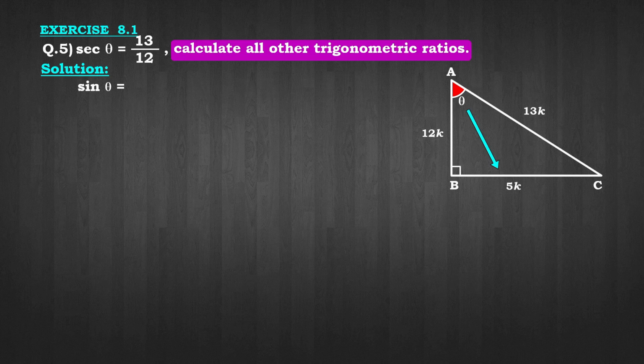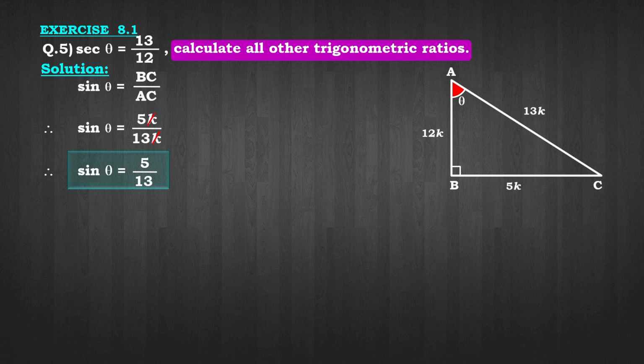First, let us find sine theta. Sine theta is defined as the ratio of the opposite side to the hypotenuse. So, sine theta is equal to the length of side BC divided by the length of side AC. Substituting the values, sine theta becomes 5K divided by 13K. After cancelling K, we get sine theta equal to 5 by 13.